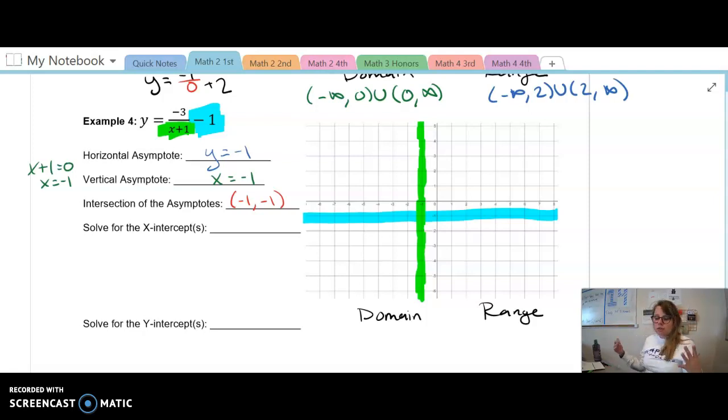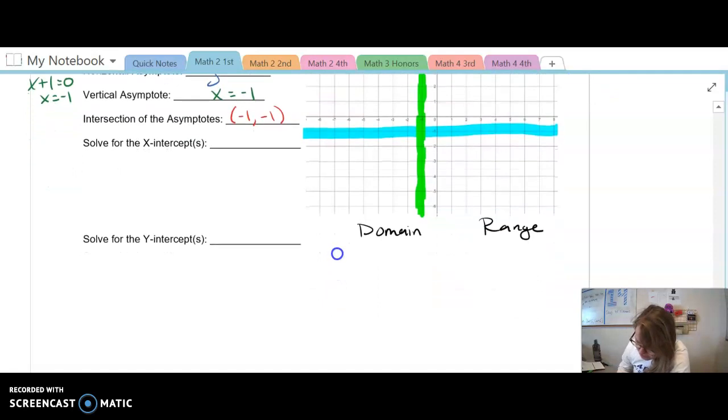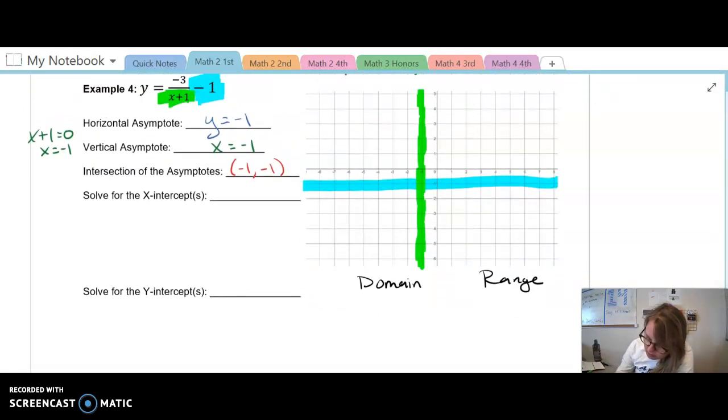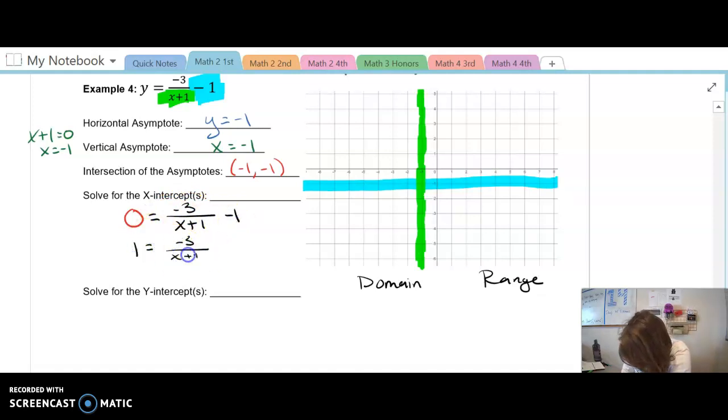So now all we have to do is solve for the x and y and then find that domain and range and graph. So solving for the x-intercepts, doing what we normally do, putting that 0 in for y. So we have 0 equals negative 3 over x plus 1 minus 1. Solving for x, we're going to add 1 to both sides. So we have 1 equals negative 3 over x plus 1.